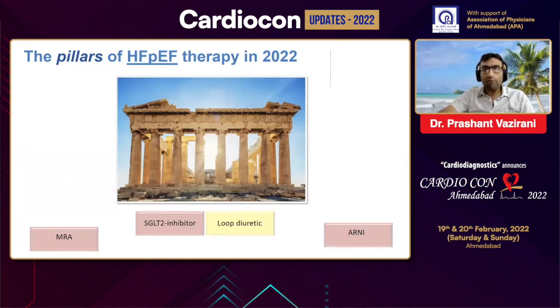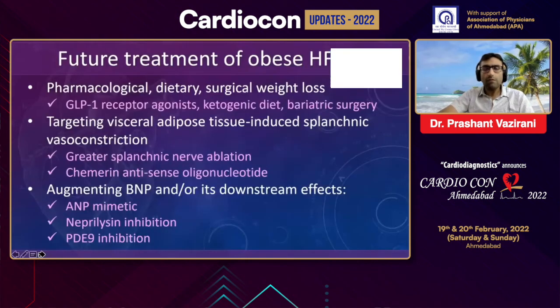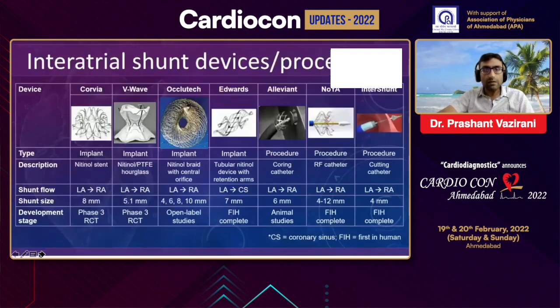So patients of HFpEF when discharged from the ICU should be on an SGLT2 inhibitor, on an ARNI, and on an aldosterone antagonist, and a diuretic for symptomatic use. So any patient with HFpEF should be given these drugs to reduce mortality. So what are the future treatments in obese patients? Maybe GLP-1 receptor agonists, ketogenic diet, bariatric surgery. The future in the pipeline includes greater splanchnic nerve ablation, antisense oligonucleotides, some neprilysin inhibition, PDE9 inhibition, and many interatrial shunt devices are in the pipeline, but all are in the developmental stage because of the increased LA pressures.